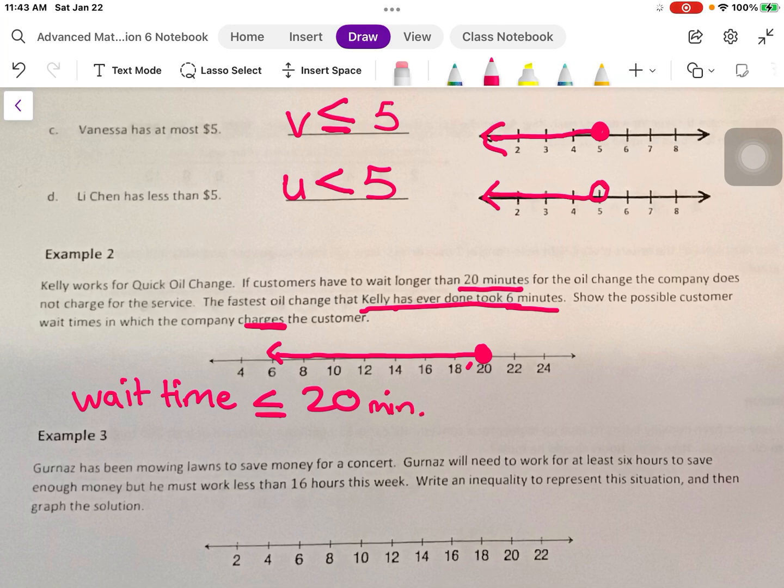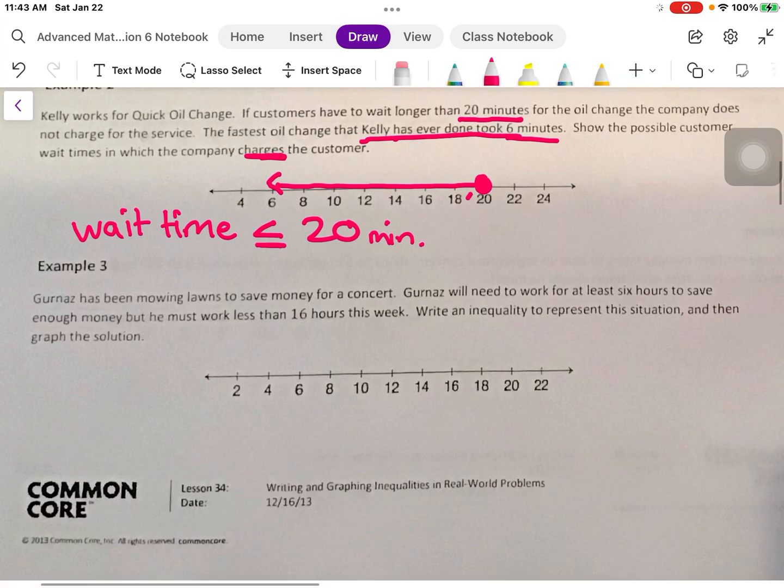All right. Example 3. Let's try this one. Gurnaz has been mowing lawns to save money for a concert. Gurnaz will need to work at least 6 hours to save enough money, but he must work less than 16 hours this week. Write an inequality to represent this situation and then graph the solution.